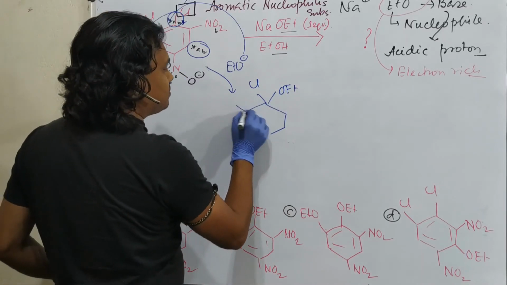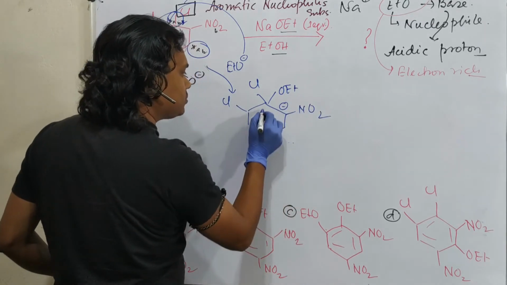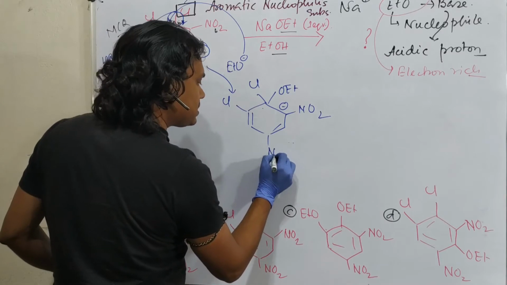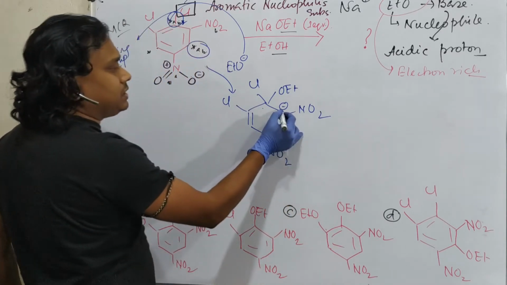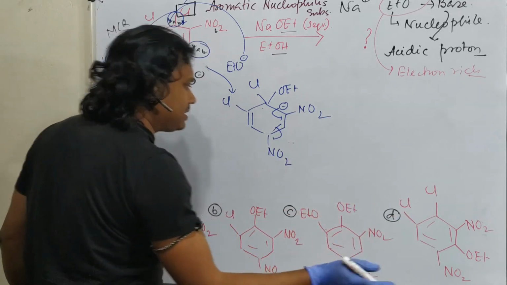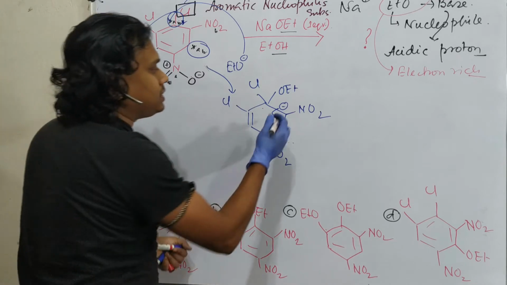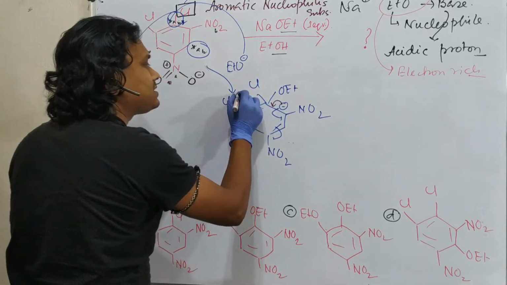Just for example, here it can come to NO2. Again it can come here. So lots of structures are possible; I am not going into that. So ultimately what will happen? The ultimate thing which will occur here is that this negative charge will come here and this Cl will leave.